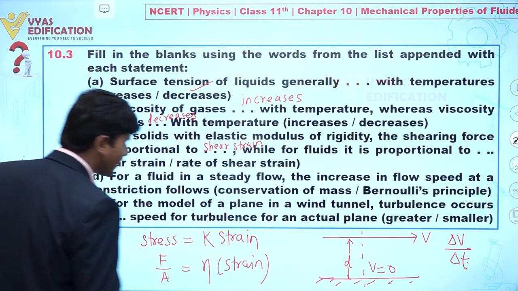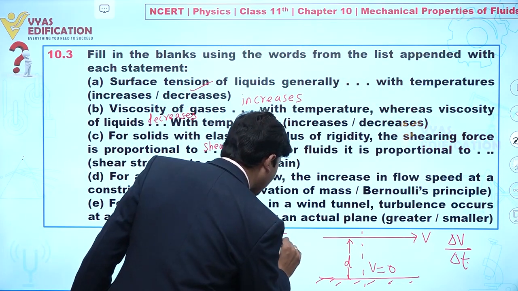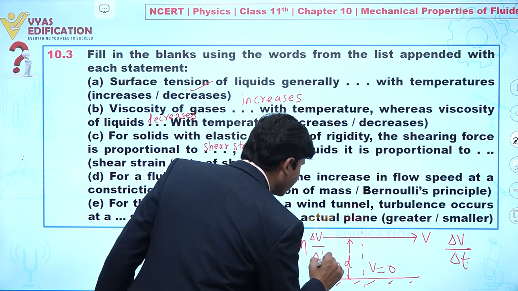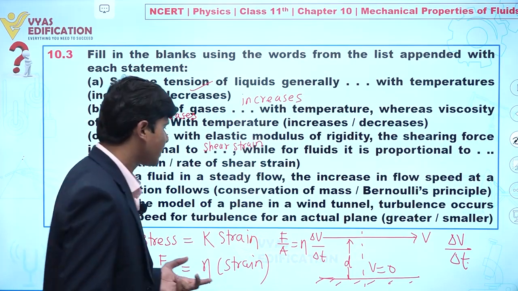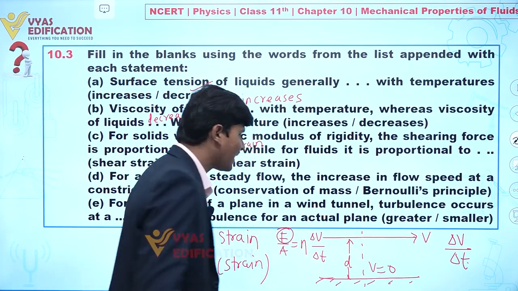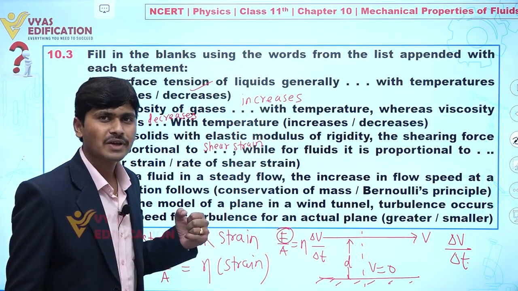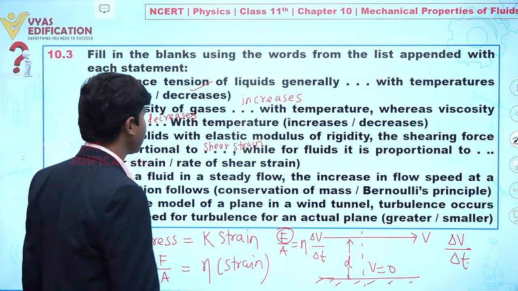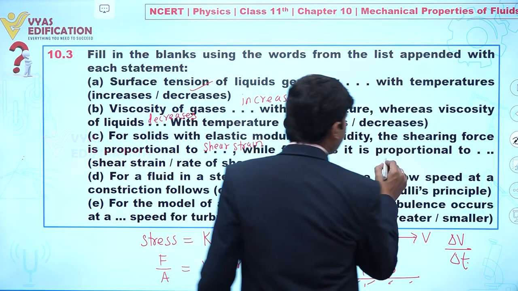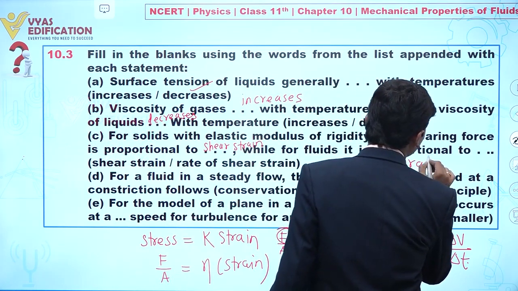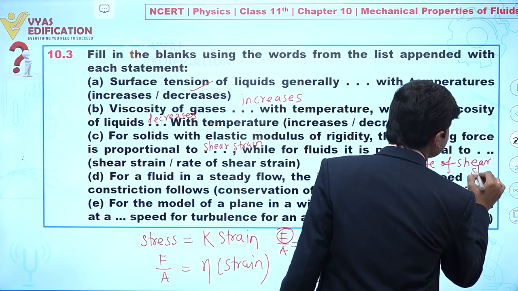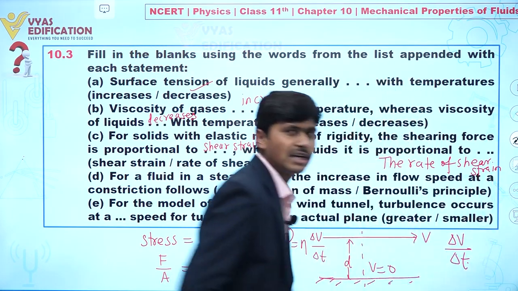I can write like this: F by A equals eta delta V by delta T. Now this force is defined as the rate of shear strain. Clear to everyone? This force is defined as rate of shear strain. So here we are getting our answer: the rate of shear strain.